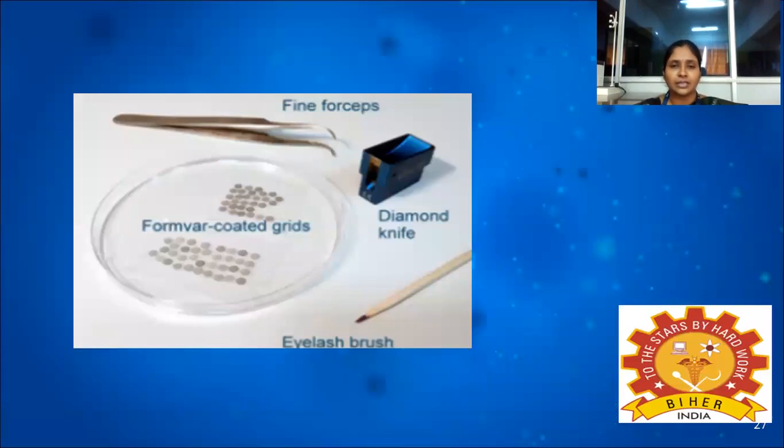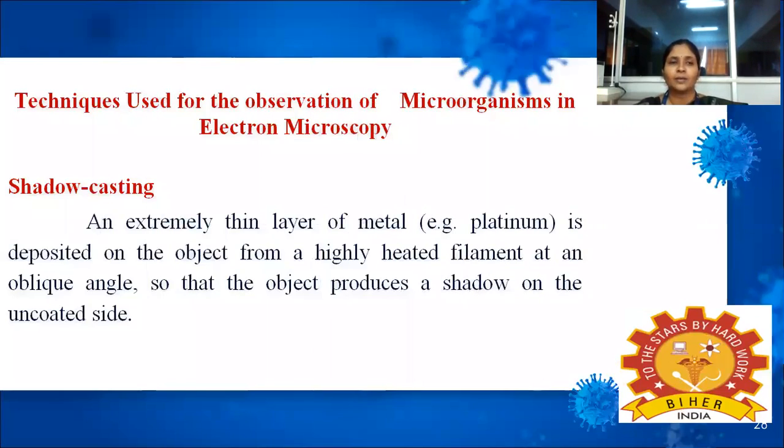These are the pictures showing the diamond knife, the fine forceps, and Formvar coated grids used to place the specimens and to cut the specimens using this diamond knife. What are the techniques used for the observation? So far, whatever we saw was about the specimen preparation. Here are the techniques, like staining, used to observe the microorganisms in electron microscopy.